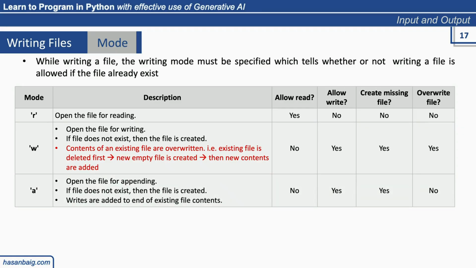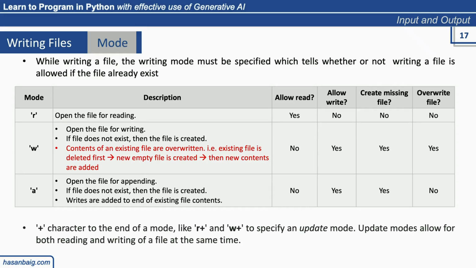Then we have A mode, which is append mode. It opens the file for appending. It does not allow us to read. However, it allows us to write. It creates a missing file, and it does not overwrite. As its name suggests, A, append. So it will append the upcoming new data into the existing file at the end. Okay.